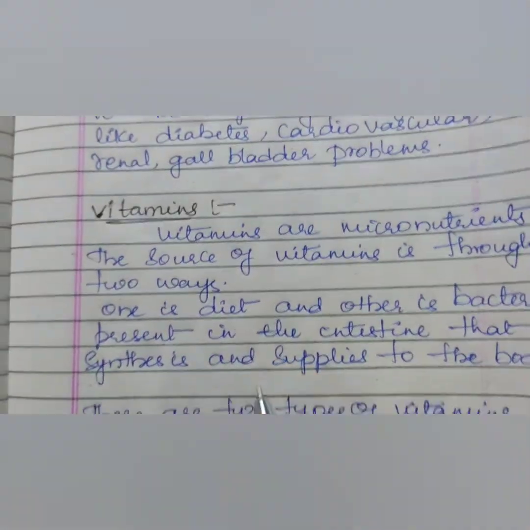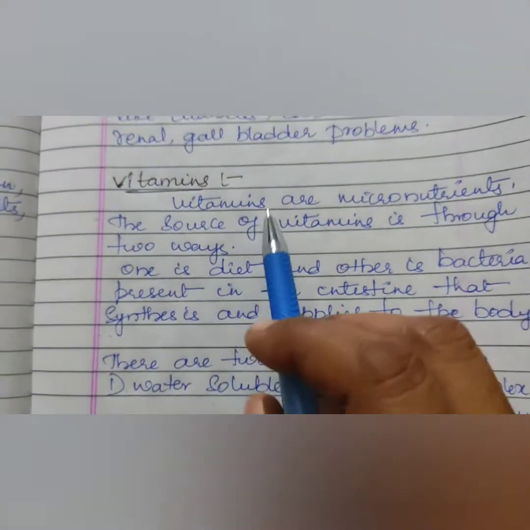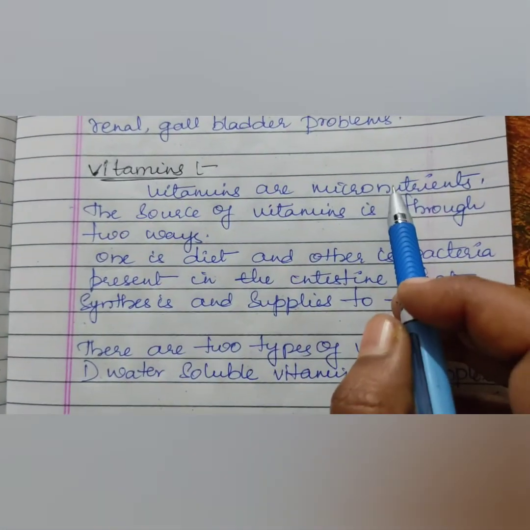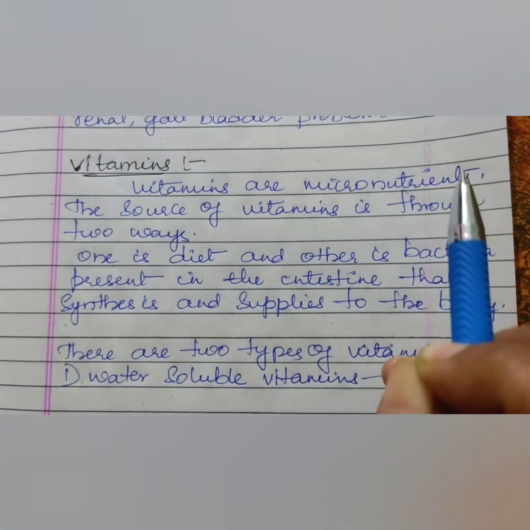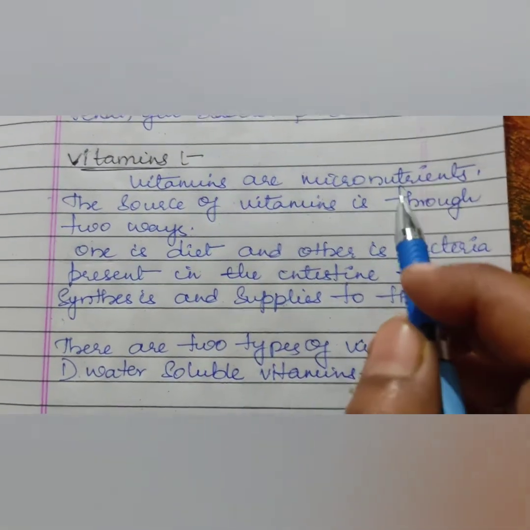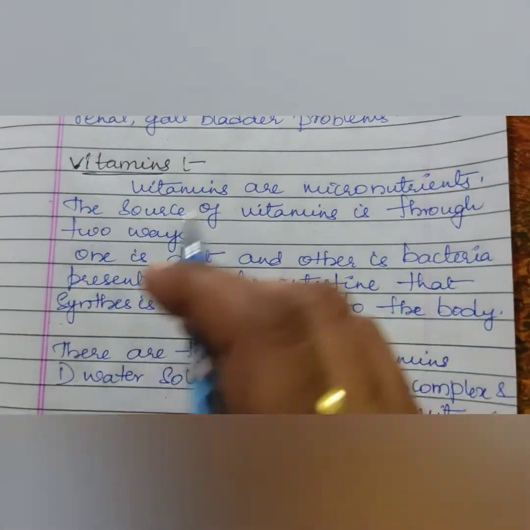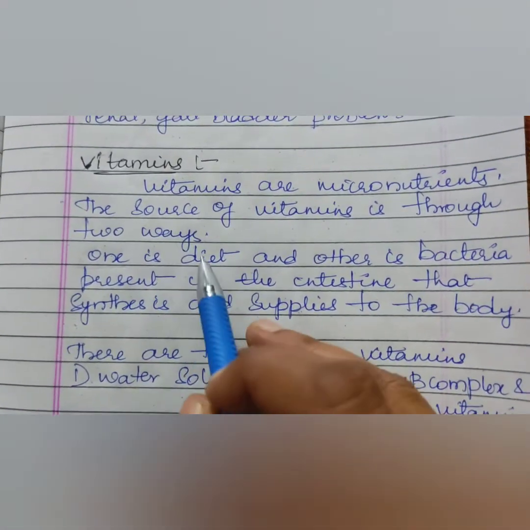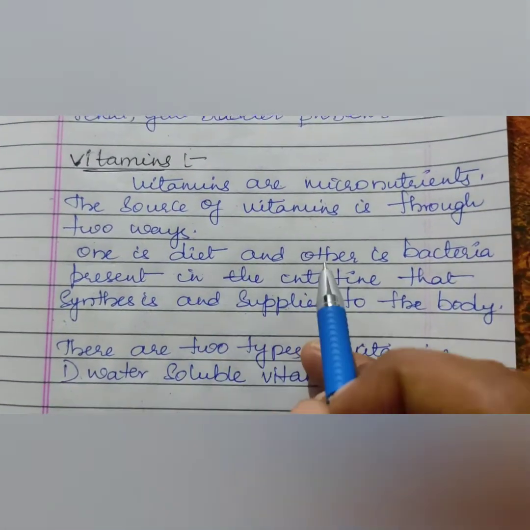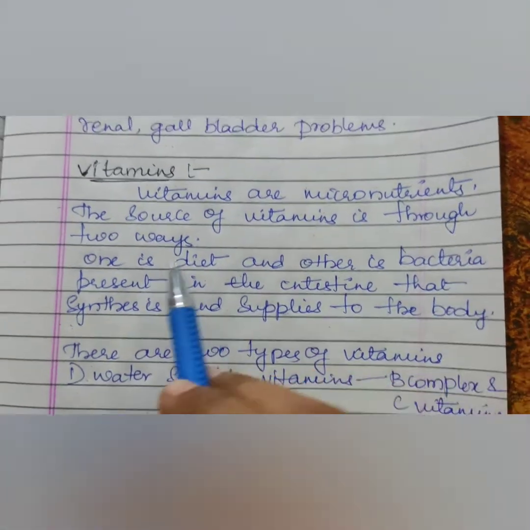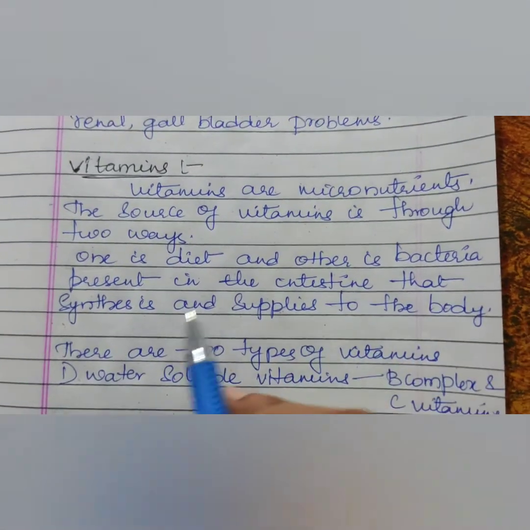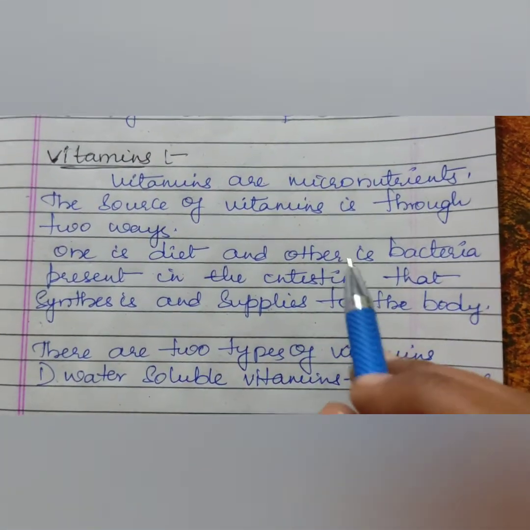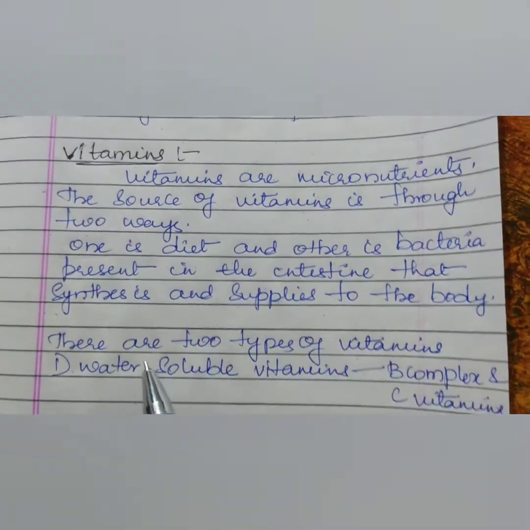Next, last topic is vitamins. See, vitamins are micronutrients. Only a very small quantity of them is required by the body. The source of vitamins is through two ways. One is through the diet we eat, and the other is bacteria present in the intestine that synthesize and supply them to the body. So by two ways we can get these vitamins.